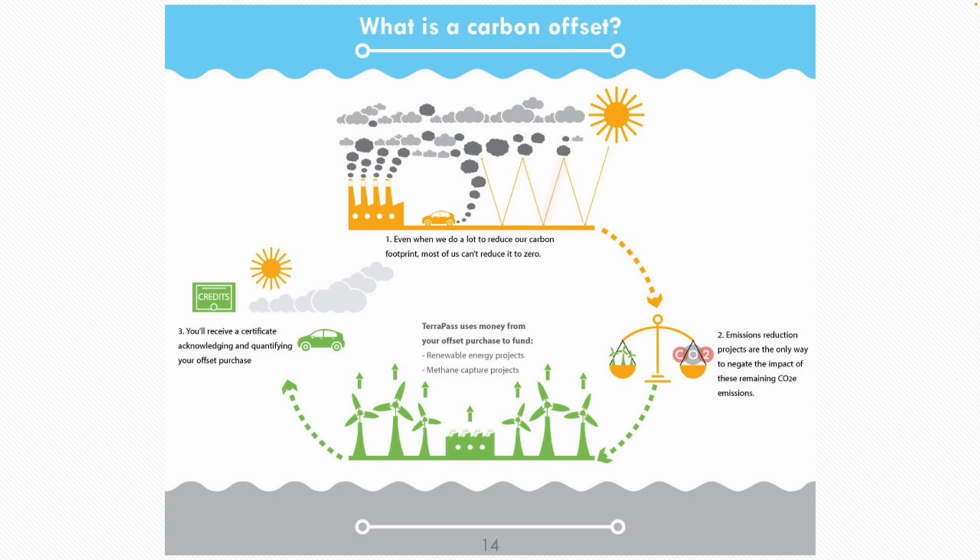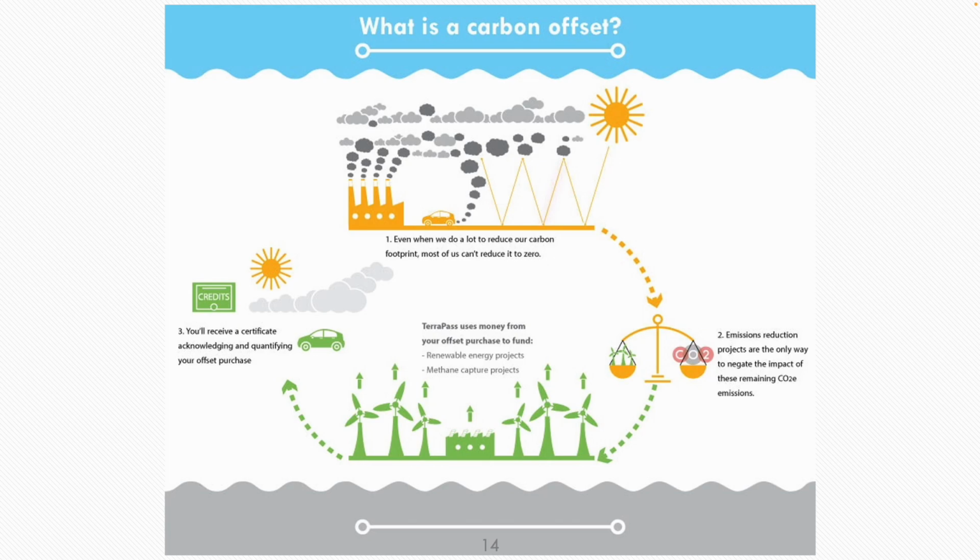So even if we reduce our carbon footprint, we can't reduce it to zero. So there are other projects that you might do to negate the impact of those CO2 emissions. And then you receive a certificate acknowledging that your offsets are supporting these efforts. So a lot of companies try to take advantage of carbon offsets instead of spending money purchasing allowances. Carbon offsets are great when they work, but they can be problematic.